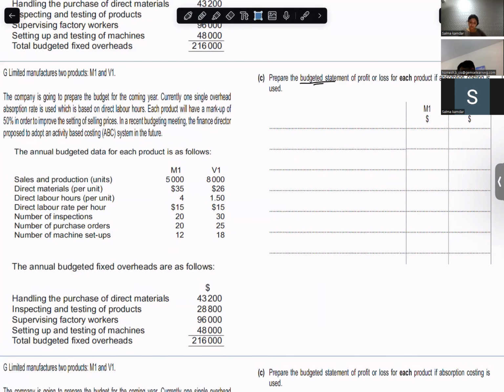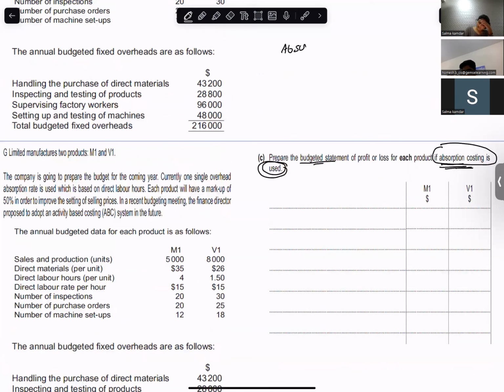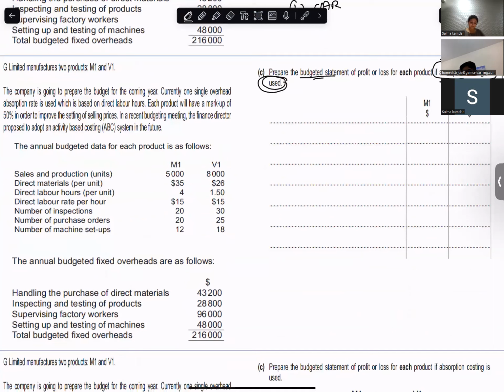They want you to make it if which costing is used? The ABC costing is used. Read over here properly. Absorption costing is used. In absorption costing, what happens? Miss, you consider all of the total costs in the selling price. In absorption costing, you have one single overhead absorption rate. But in ABC costing, you have different absorption rates for different activities based on the cost driver. Are you with me? Yes, miss.